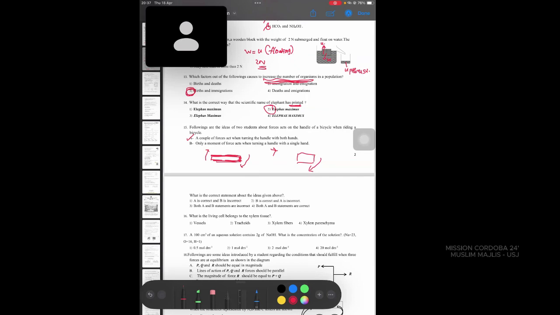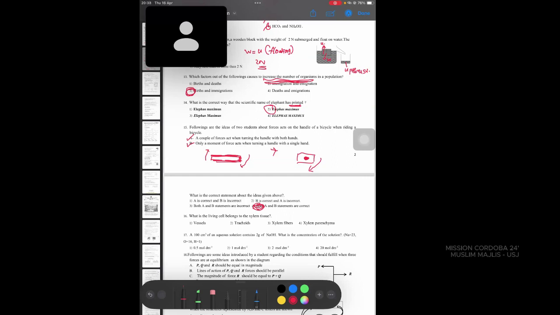What is a moment? A moment is a rotatory movement across a pivot. A pivot can be a stationary position. Across this pivot, there is a motion. So is this a moment or not? Yes, sir, it is a moment. So A and B are correct. The answer is 4.